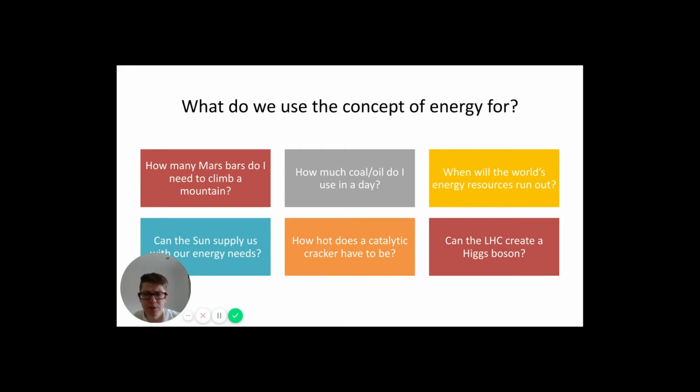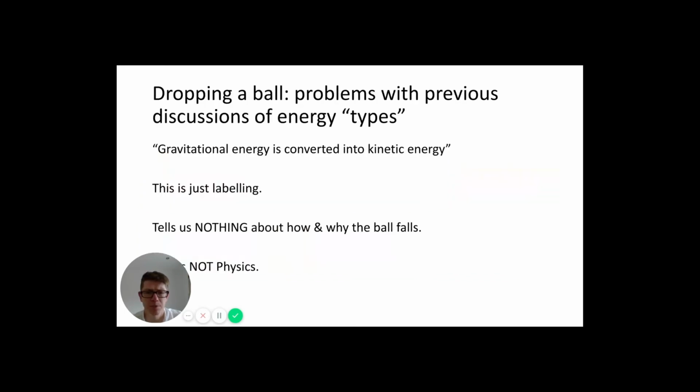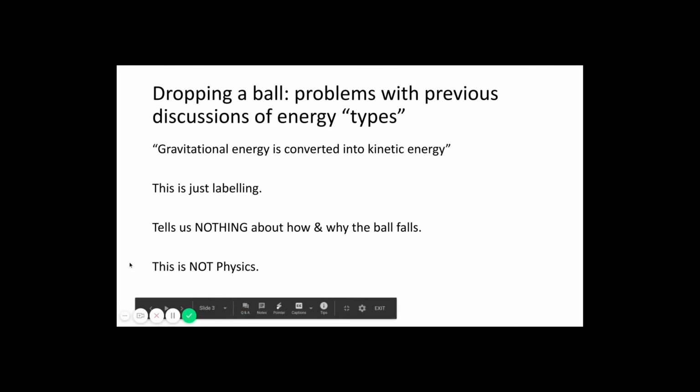You may have previously taught or been taught yourself about energy in terms of different types or forms of energy. When describing dropping a ball, you may have said something like, gravitational energy is converted into kinetic energy. The issue with a description like this is that it is just labeling of a situation. This sort of sentence tells us nothing about why the ball falls, how it moves, or what might happen in the future.